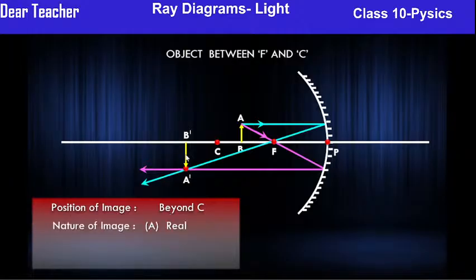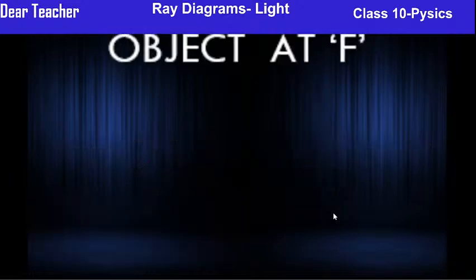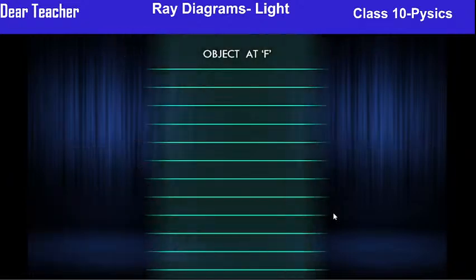Nature: real, because everything in front of the mirror is always real. We can catch it on the screen. So size तो inverted and size is magnified. A B से थोड़ा बड़ा है, so it will be magnified. This is when the object is between C and F. So now let us take the object at F.